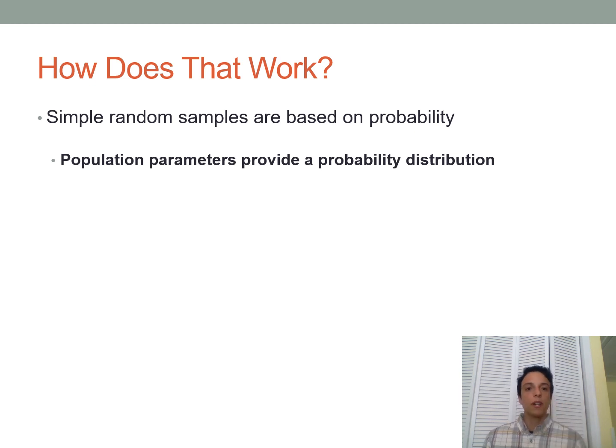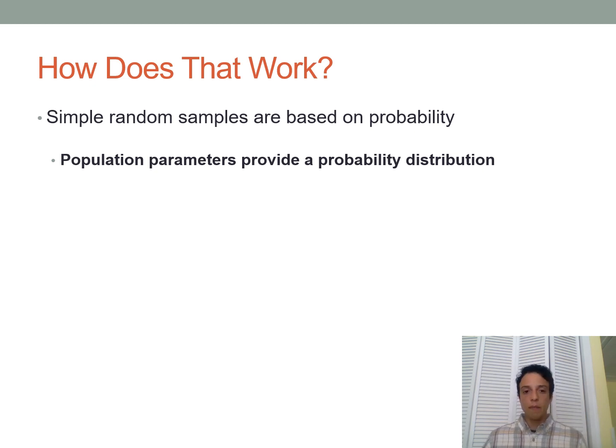So what population parameters do is they provide us with a probability distribution. If 60% of people in the United States as a whole support the death penalty, then if you were to select any one random person out of the United States population, there would be a 60% chance they're going to support the death penalty and a 40% chance they're going to not support the death penalty.